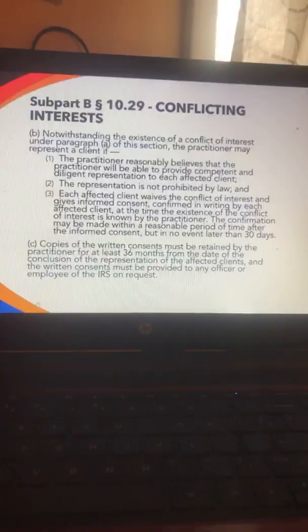So not only do you have to keep these for 3 years, 3 years after the representation stops, which is not necessarily when you file the return. What if the IRS had a question on that return? What if you filed the return on March 15th, and then in July you get a letter from the IRS, and the issue isn't settled until January of the following year?